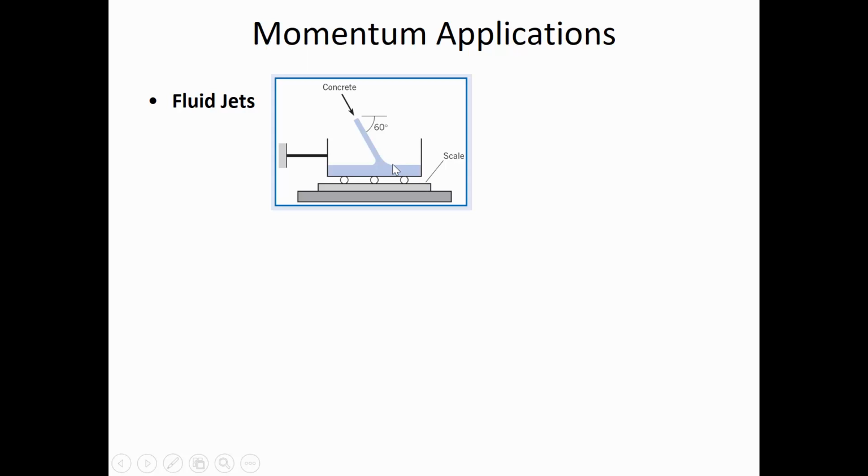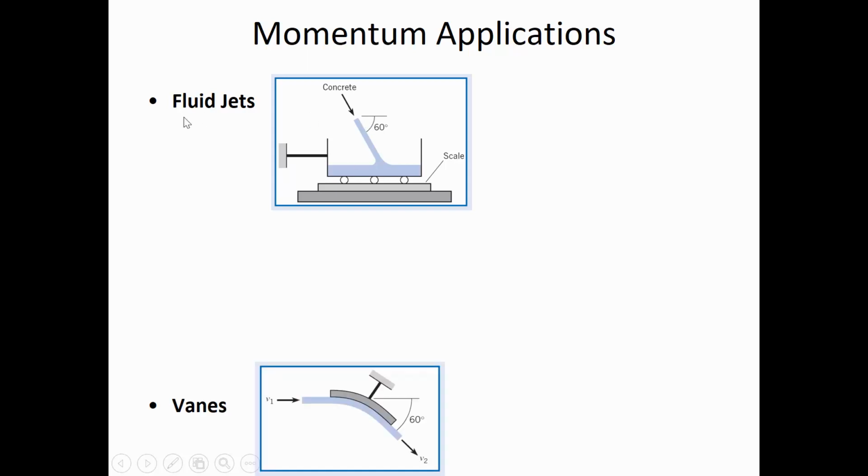And so you can visualize, if that cable wasn't there, what would happen is the jet would be pushing that whole system to the right. And so the tension in the cable is the force required to hold the system steady, in other words. So that's one kind of problem type, the fluid jet problems.